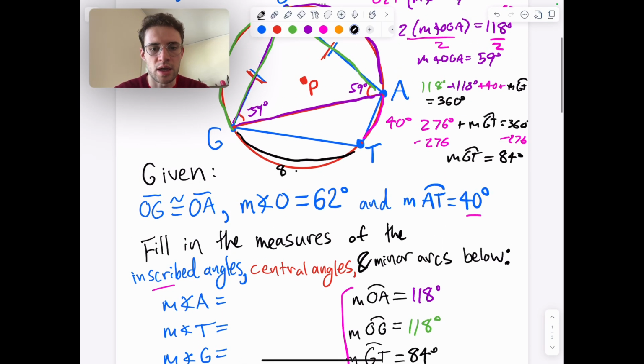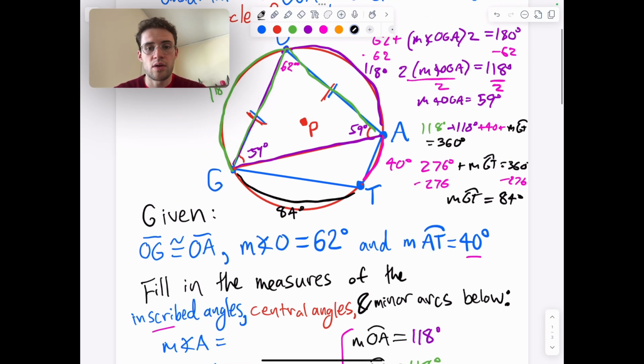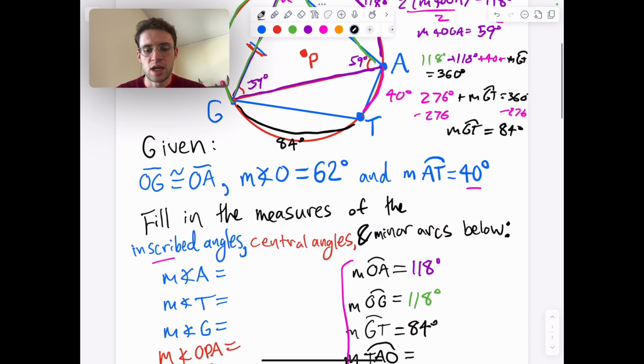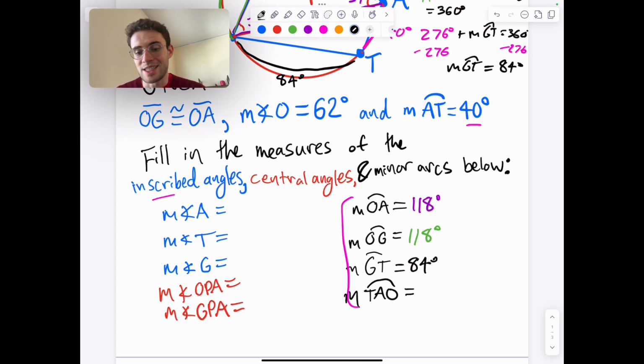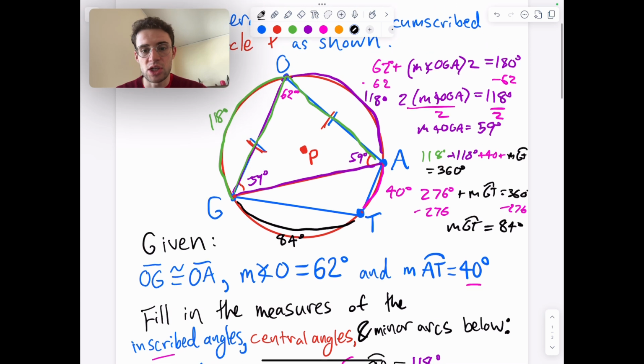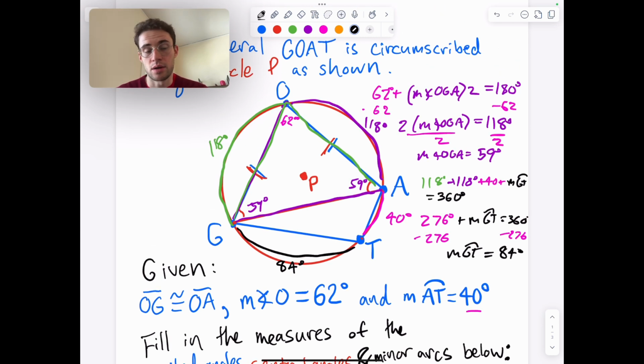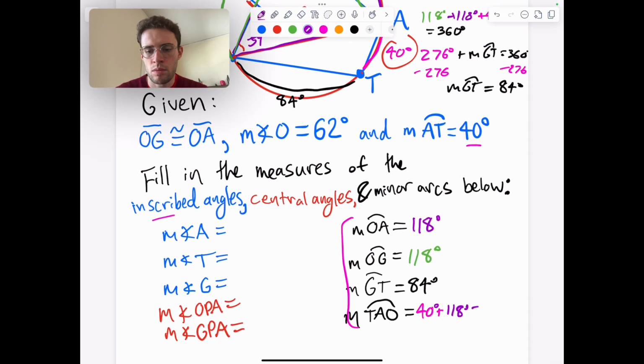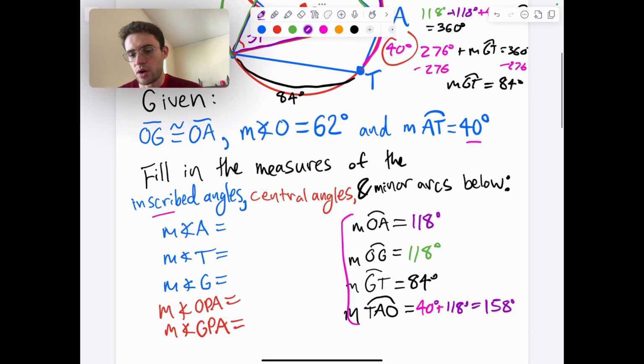We can label it on the diagram right there. So now we've got all of these minor arcs going around. They ask for this other minor arc TAO, which will be a combination of arc TA and arc OA, or AO. So all we have to do is add that 40 with this 118, which will give us 158 degrees for the measure of arc TAO.